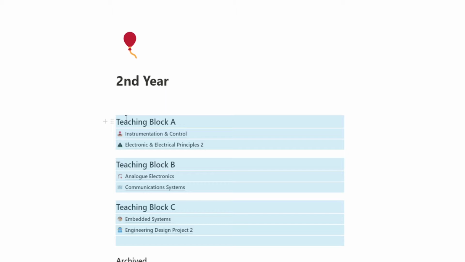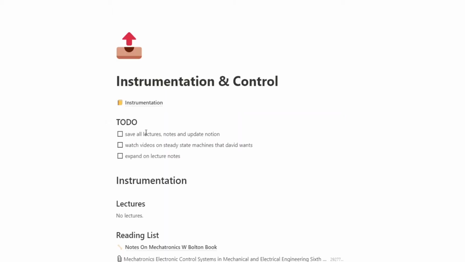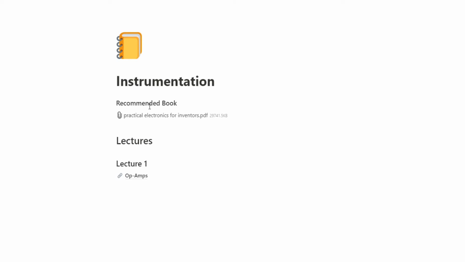But what is a big pain in the backside is instrumentation and control. For whatever reason, they've put it prior to analog electronics, which is crazy. You're supposed to learn about analog electronics and resistors and stuff before you do instrumentation and control.